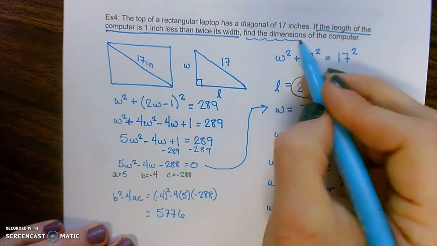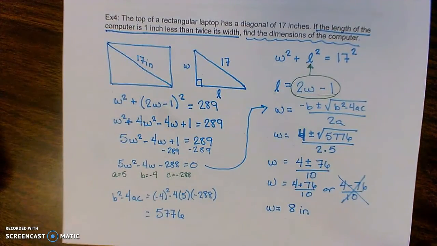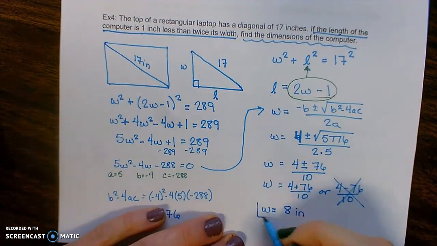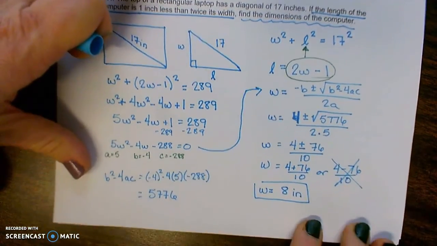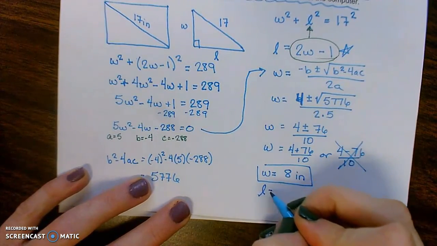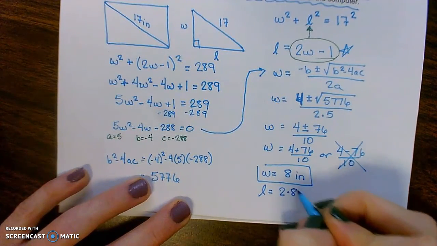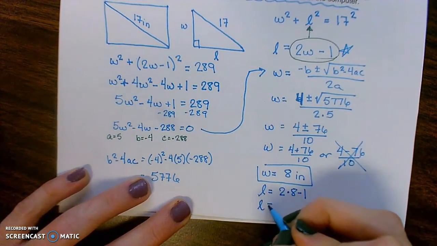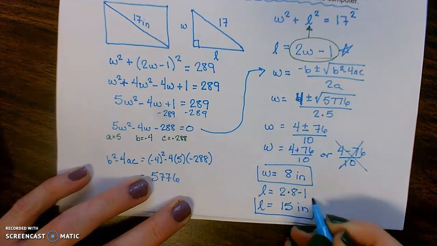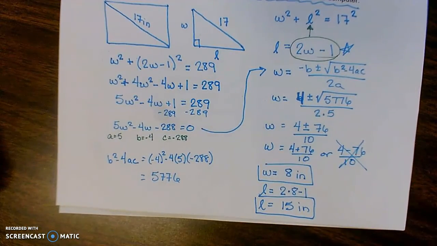Let's see if that answers the question. We're supposed to find the dimensions of the computer, that is, what's the length and what's the width. I know that the width is 8 inches. Now I can use this information here to help me find the length. The length is 2 times 8 minus 1, which is 15 inches. So there's my answer. The dimensions are 8 inches by 15 inches.